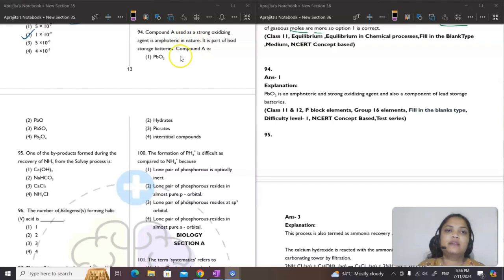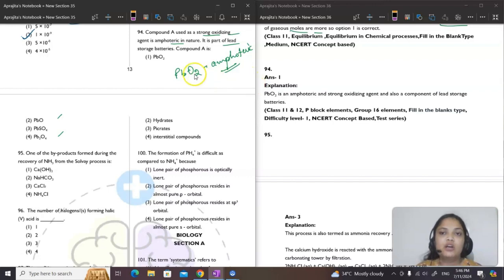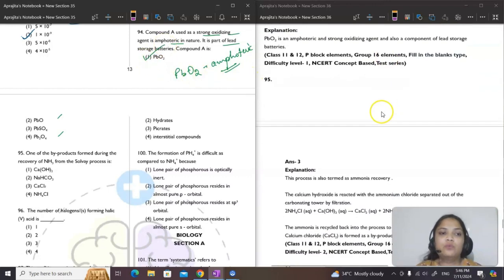Next question, students. Compound A used as a strong oxidizing agent is amphoteric in nature and it is part of lead storage batteries. So out of these compounds given to us, PbO2, that is lead oxide, it is amphoteric in nature. Okay, it is a strong oxidizing agent and it is also one of the components of your lead storage batteries. So the answer is option number 1.